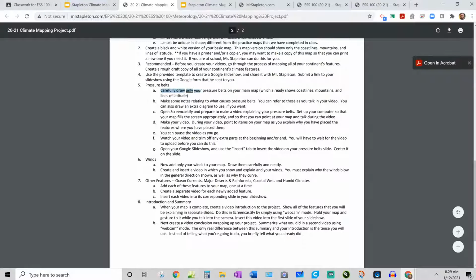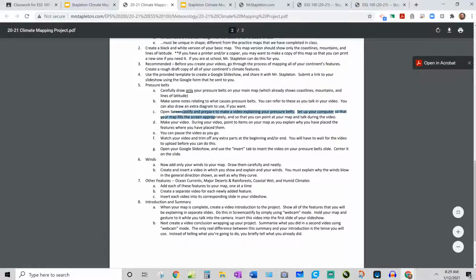Carefully draw only your pressure belts. This is when you do the pressure belt one on your map. Make some notes relating to what causes pressure belts. So off on the side, you could have some notes you could look at as you go. You can refer to these as you talk. You could also use an extra diagram if you want. So use whatever means you want to explain these climate features.